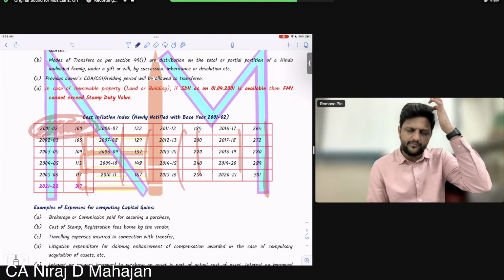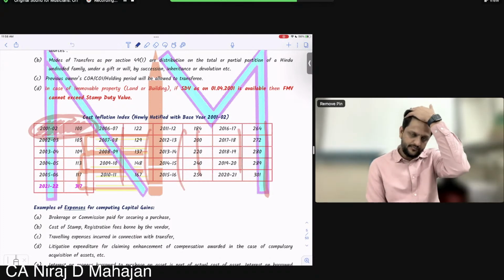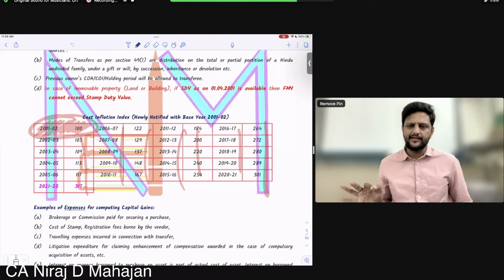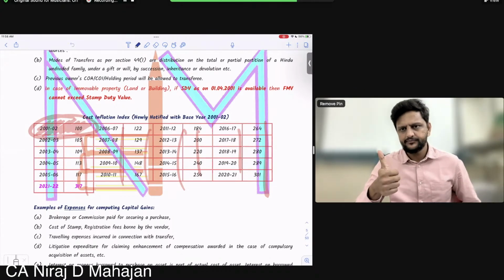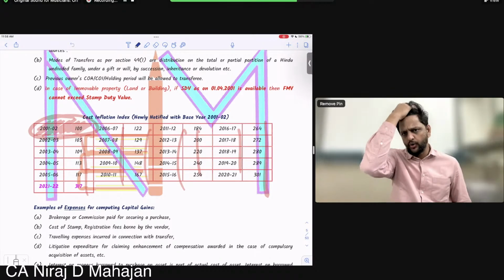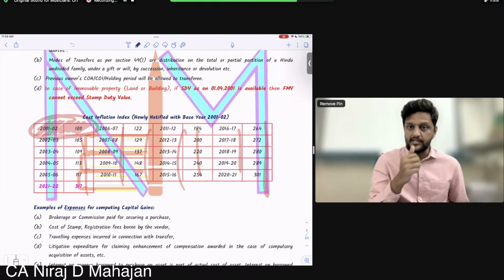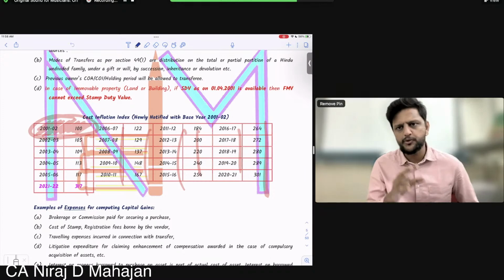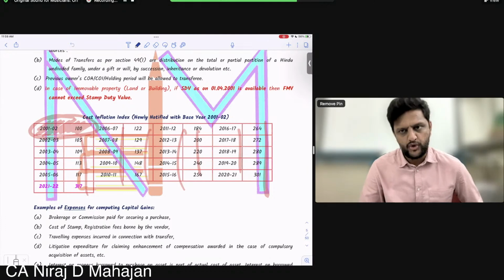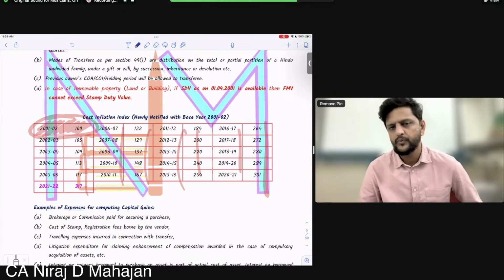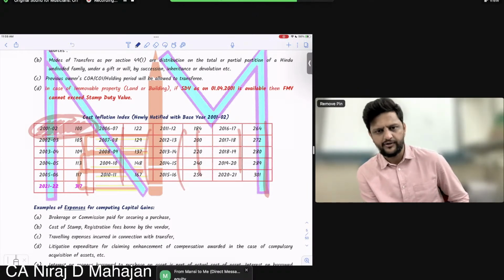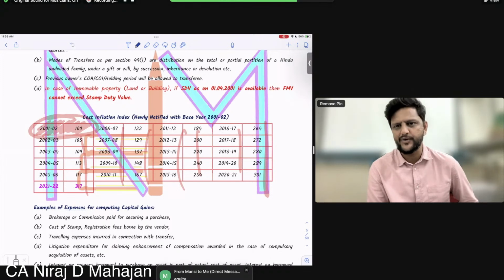If it is not a short term capital asset, it becomes long term. Whether short term or long term depends on two things: type of asset and period of holding. Clear till here? What are the months available? 12 months, 24 months, 36 months. Up to 12 months, which assets are there? Listed securities, then units of a mutual fund, but which mutual fund? Equity oriented mutual fund. And when do we say the mutual fund is equity oriented?